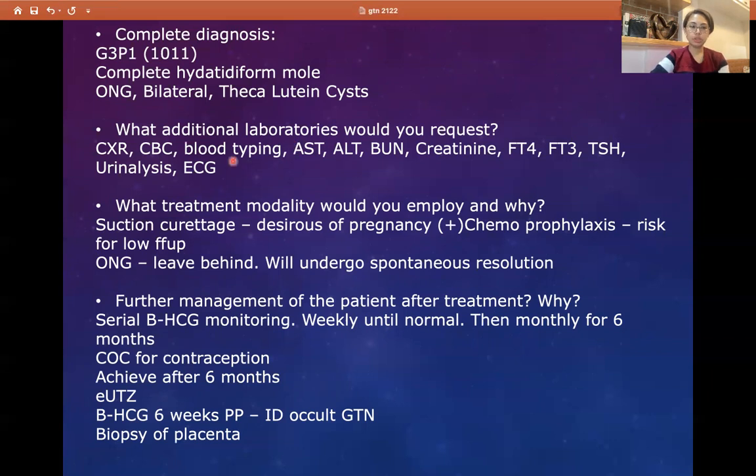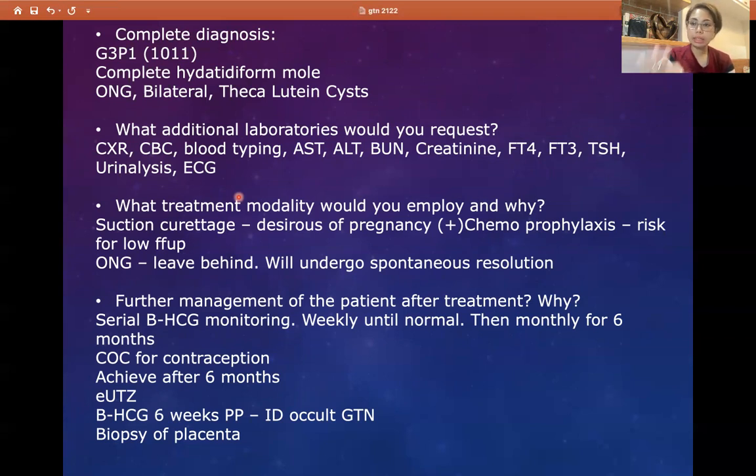Again, laboratories that you should request, very important, is chest X-ray to identify if there are any lung metastasis or emboli that can occur, CBC for occult bleeding, blood typing for possible blood transfusion, liver function because of the possibility of giving chemotherapeutic agents, BUN creatinine, also renal function test because the excretion of the chemotherapeutic drugs is through the kidney, thyroid hormones determination, because again, the cross-reactivity of HCG with TSH, urinalysis, and ECG. Those can be the laboratories that you can request.